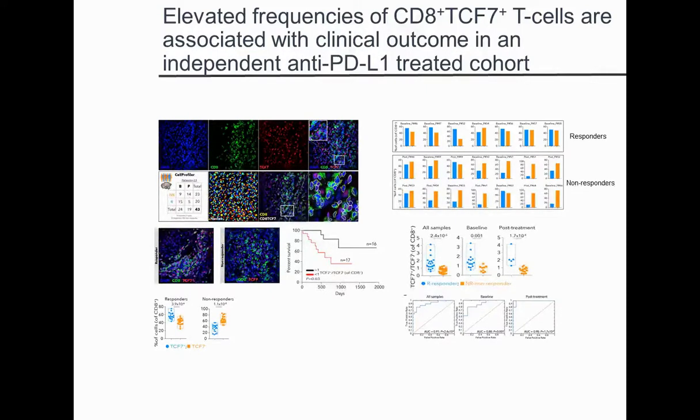We didn't see TCF7 in B cells. We didn't see TCF7 to be significantly enriched in myeloid cells. We saw this gene to be significantly associated with response when it's expressed in CD8 T cells. So we took this approach. We stained the section.